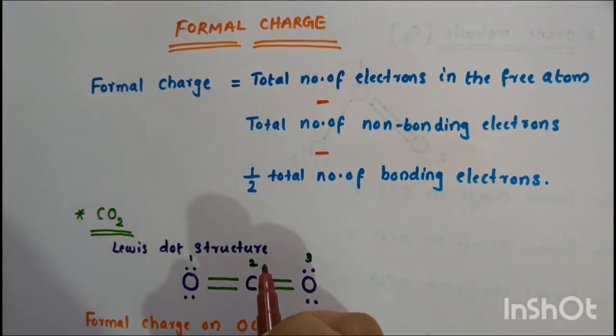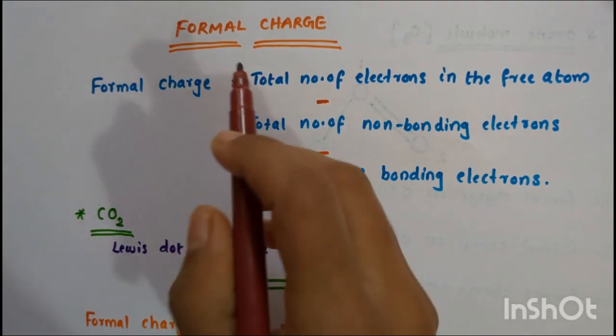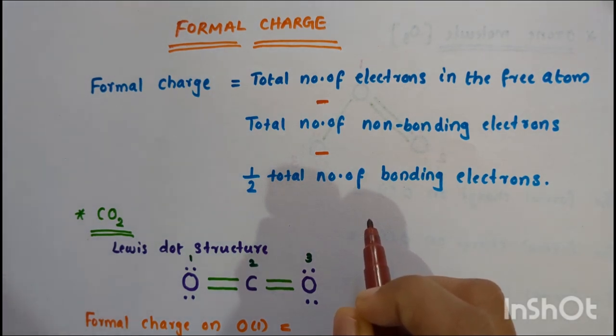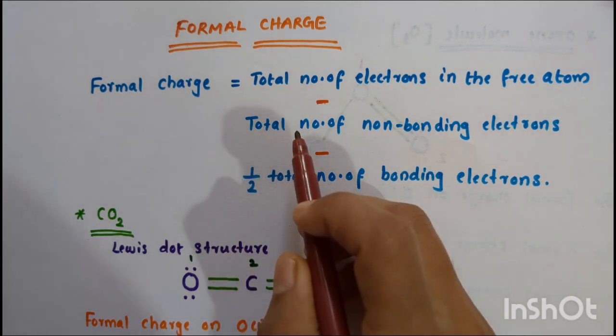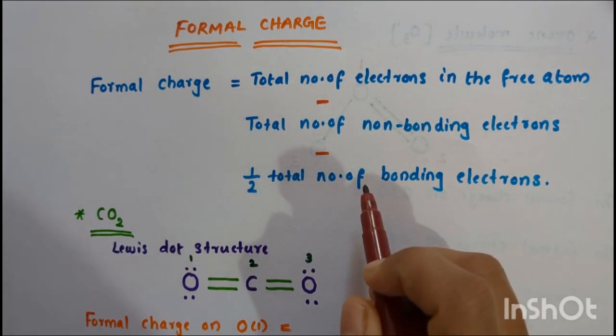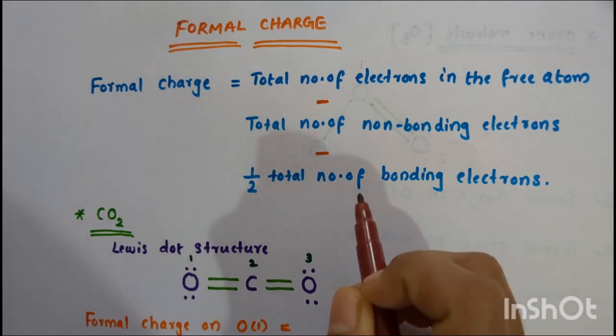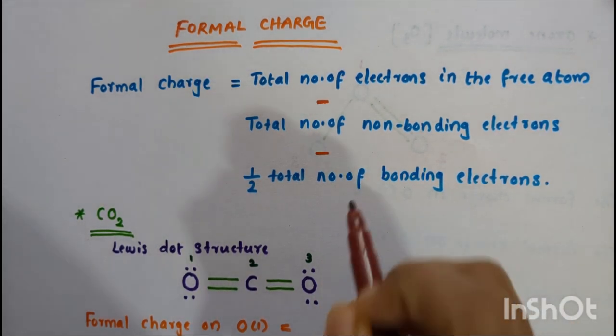Hello everyone. In this video, we are going to discuss formal charge from chapter 4, Chemical Bonding and Molecular Structure, class 11 Chemistry. Formal charge of an atom in a molecule is a theoretical concept that helps to predict the stability and reactivity of the molecule.